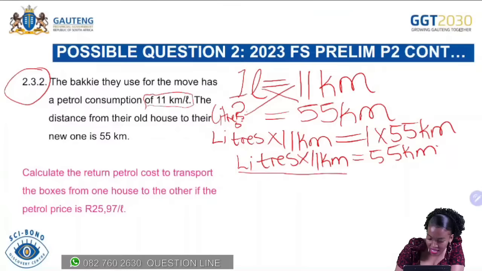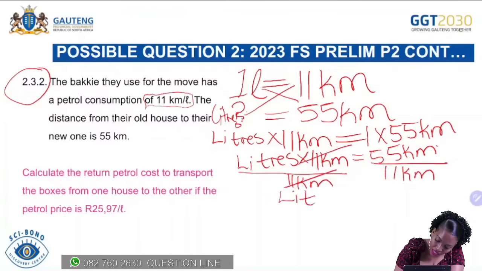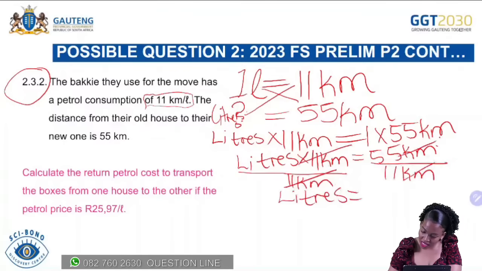I only want liters here. Therefore, I will divide by 11 kilometers on both sides, so that this and this can cancel. Then I'll have how many liters? The kilometers cancel, and 55 divided by 11 is 5 liters. So for 55 kilometers, we will need only 5 liters of petrol.